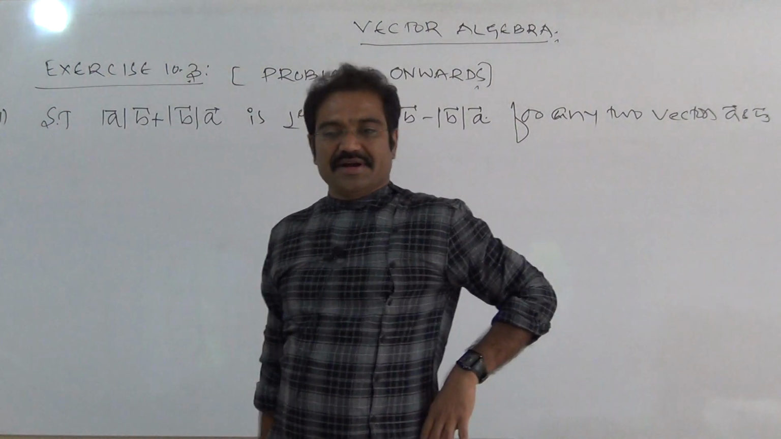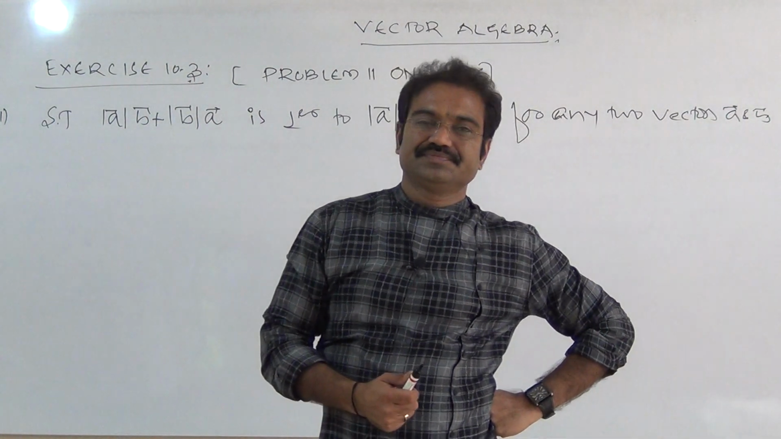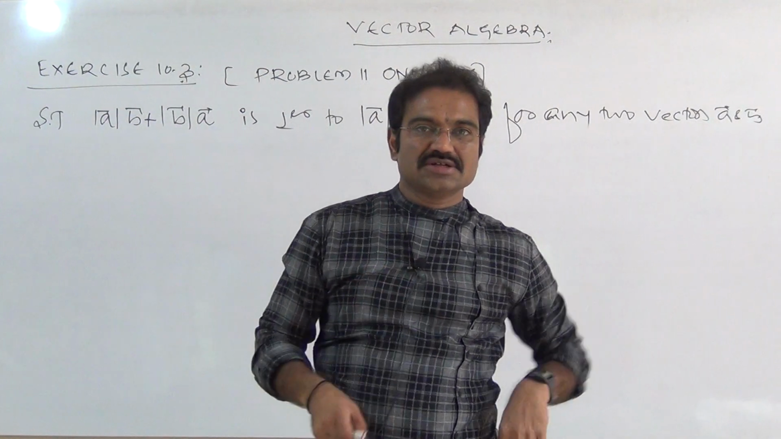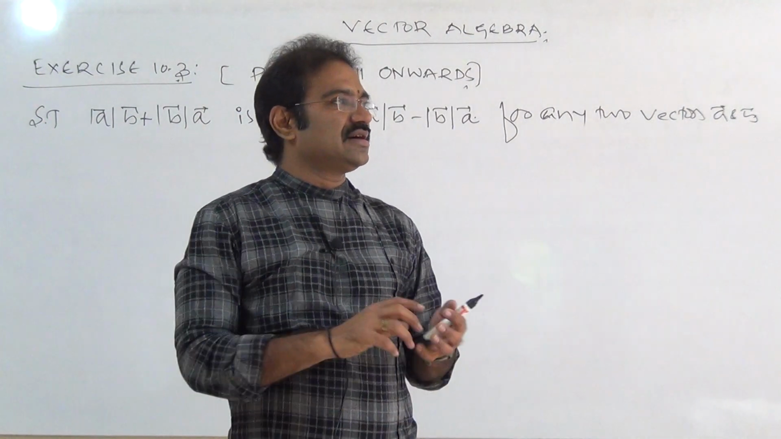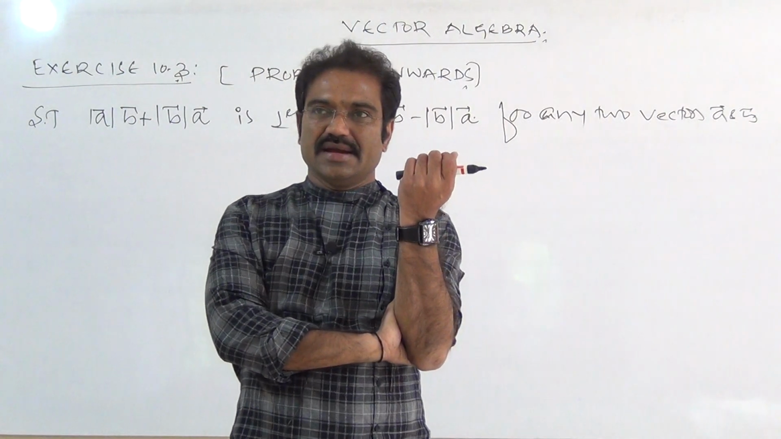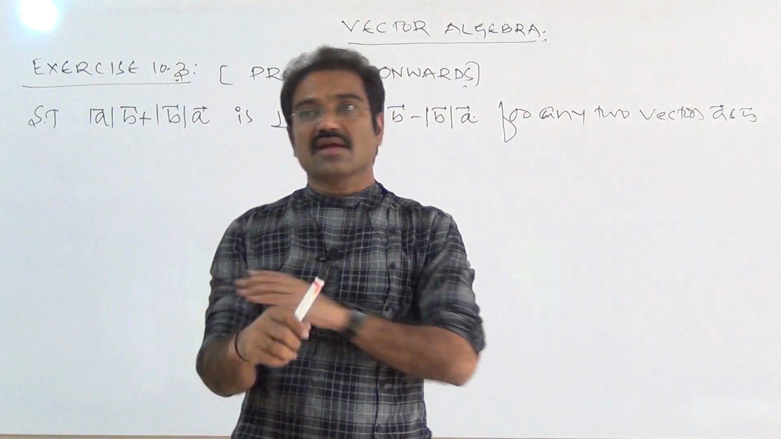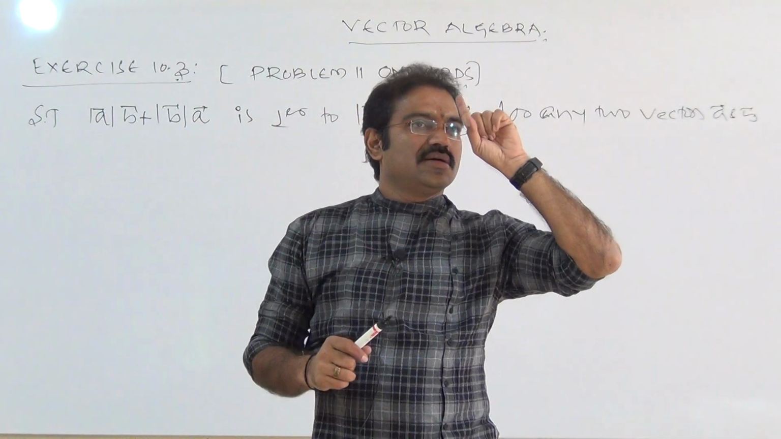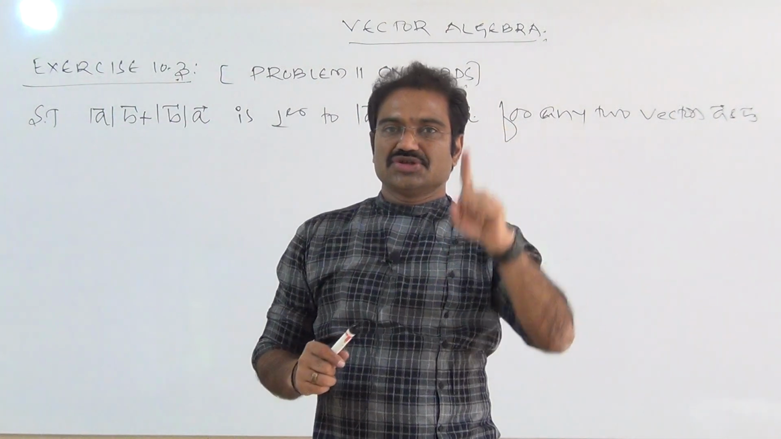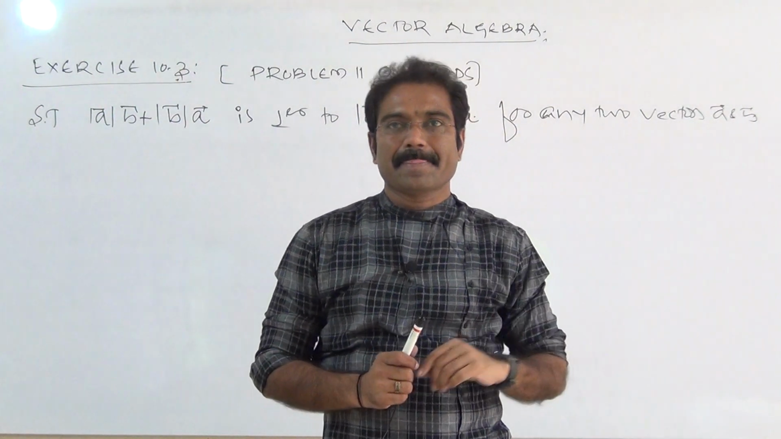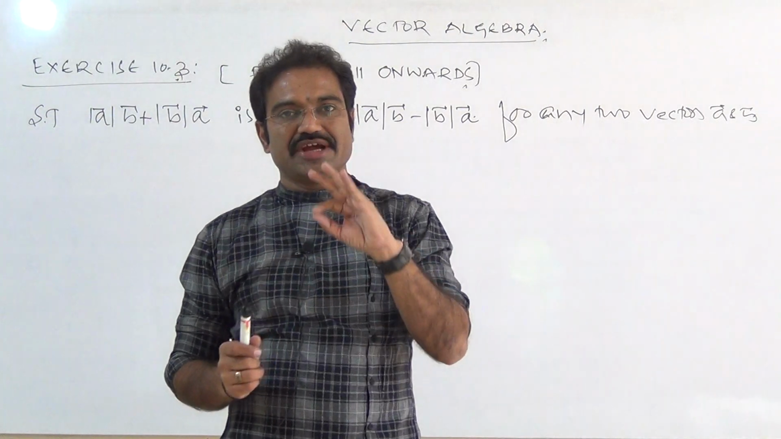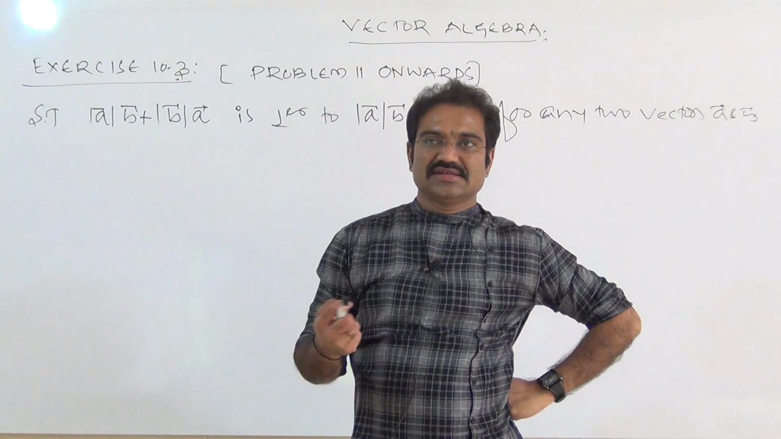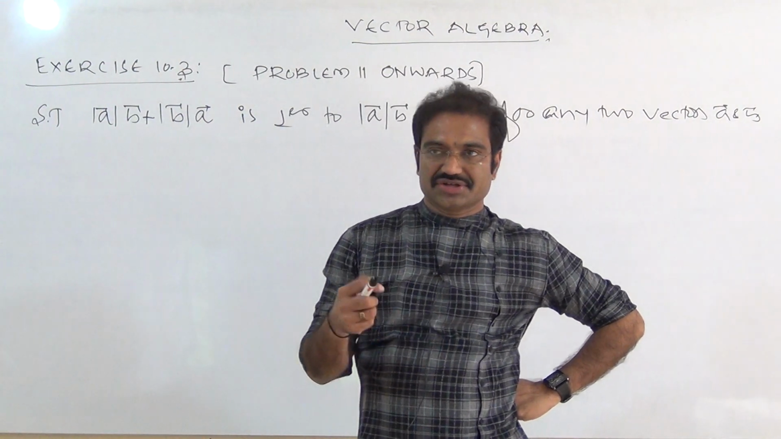This exercise number 10.3 purely depends on the dot product. What is the dot product? Dot product means it is a product of two vectors and the answer is a scalar quantity. The dot product is given by A dot B is equal to magnitude of A, magnitude of B cos theta. And for the calculation, A dot B is equal to A1 B1 plus A2 B2 plus A3 B3.